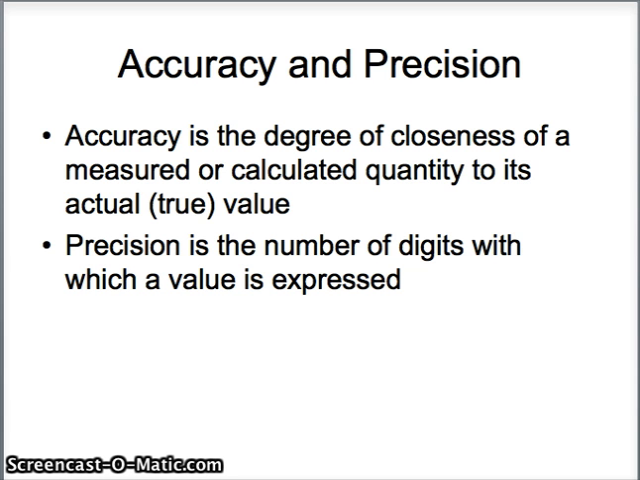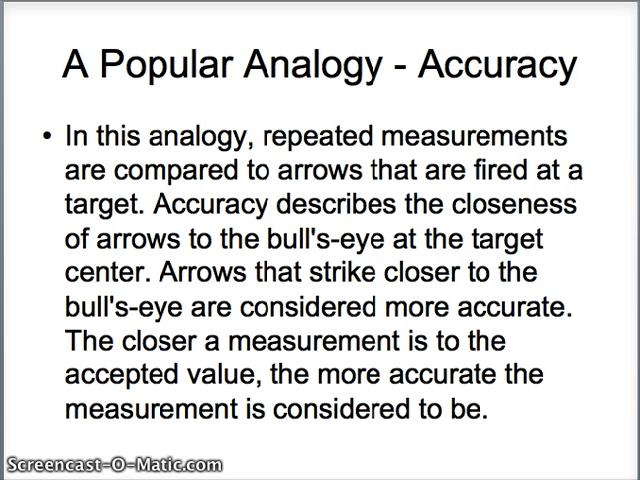Now, what precision means is how many digits you can carry out a particular measurement. The more digits you can carry out, the more precise that value is. A popular analogy that I often see in physics would be an arrow and a target. The bullseye is the center. If we can consistently hit that bullseye, it's more accurate.